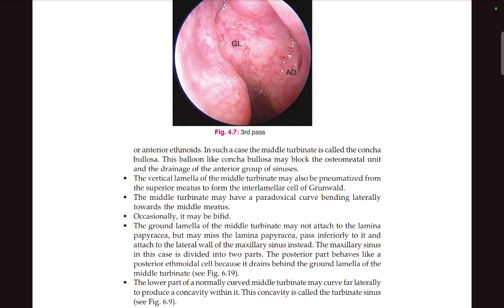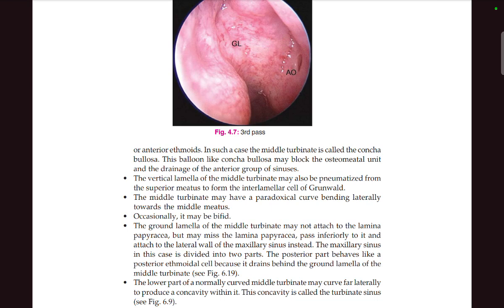The vertical lamellae of the middle turbinate may also be pneumatized from the superior meatus to form the interlamellar cell of Grunwald. The middle turbinate may have a paradoxical curve bending laterally towards the middle meatus. Occasionally, it may be bifid.